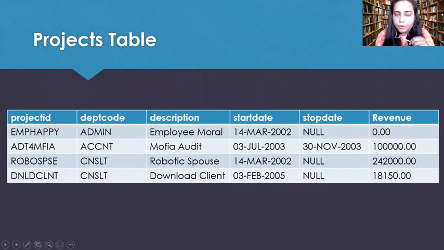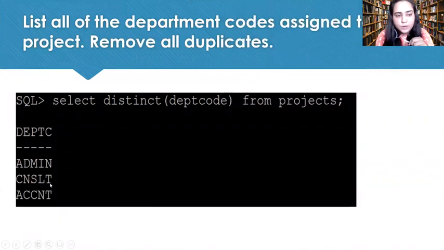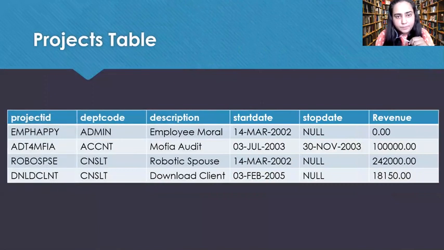You can see that there are 4 dept codes. Admin, ACCNT, and CNSLT comes twice. But in the result of our query, you can see it shows only 3. And this is because we used the word distinct. If we were to remove this, then it would have shown you 4, which we already know when we use the select statement. So without distinct, it would have shown us 4 dept codes, but with distinct, it shows you 3 because CNSLT was coming twice and it removes duplicates.